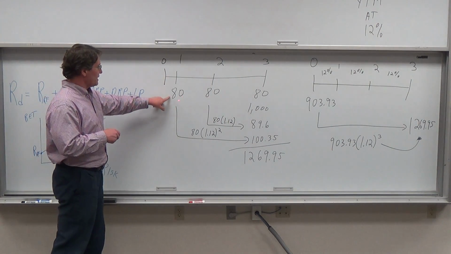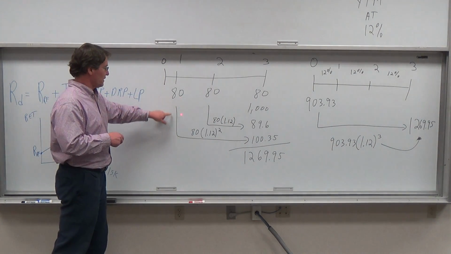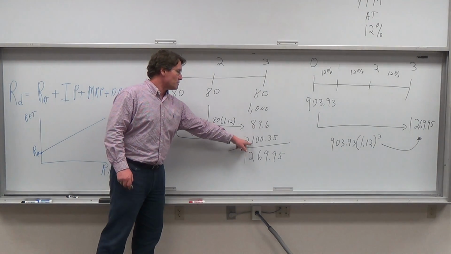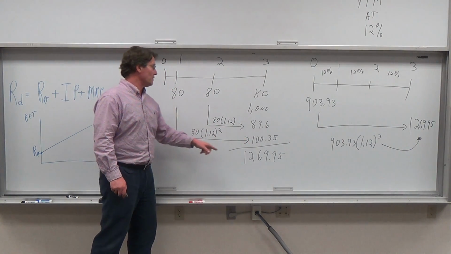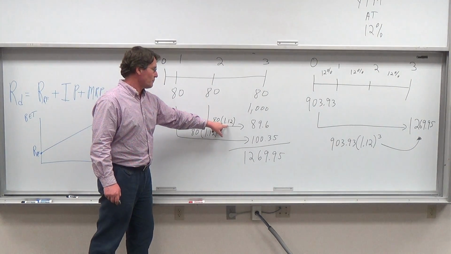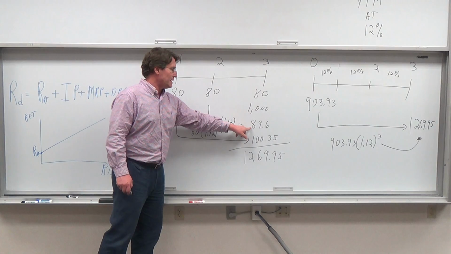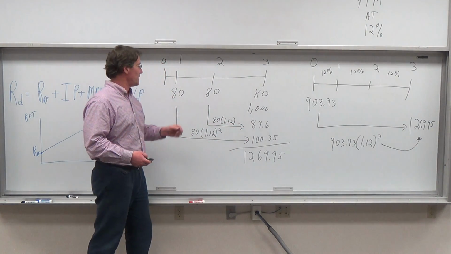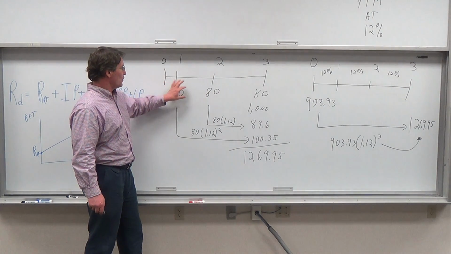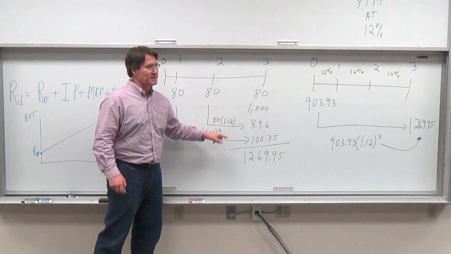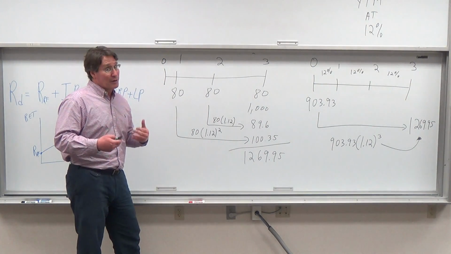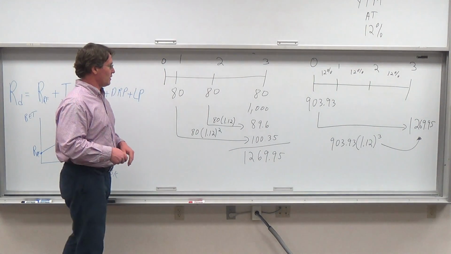So in year 1, I get an $80 cash flow. I bring it forward at 12% for 2 years. It grows to $100.35. The $80 I receive in year 2 is reinvested at 12%, and it grows to 89.6. That's the assumption I make. When I get this cash flow, I can reinvest it at 12%. That's my yield to maturity. And that's how I truly get that yield to maturity of 12%.